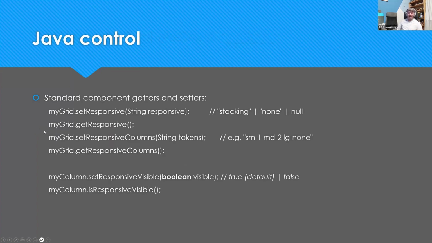Java control. ZK components, as you well know, are Java objects. You do not have to be in a ZUL file if you want to set those attributes. You've seen me set the responsive columns and the responsive visible value from the ZUL side. If you have a composer, if you have anything that interacts with your grid as a Java component, as a Java object, you have your getters, you have your setters, you can set it, you can read it. It all works as every other feature that your ZK components do.